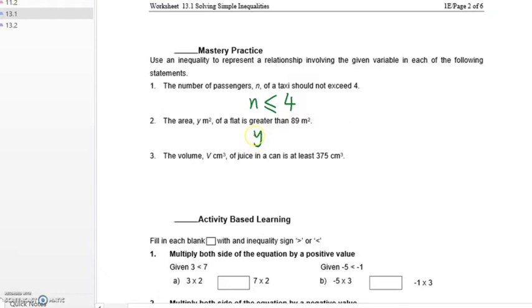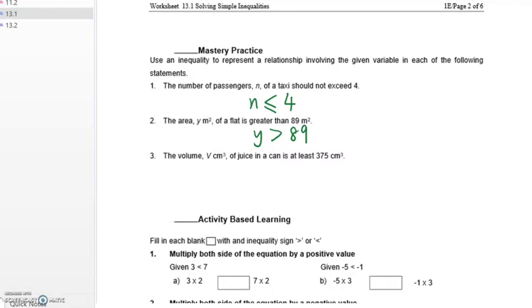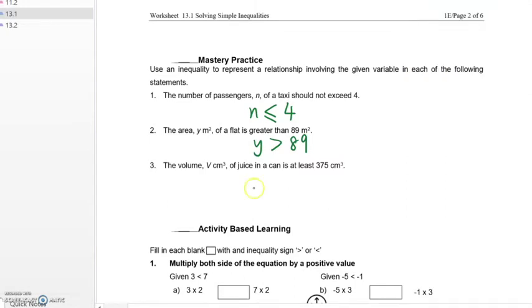Now, question 2. Y is greater than 89. Is 89 greater than 89? No, it is not. So you do not include the dash in this case. And finally, for question 3, the volume V of juice in a can is at least 375 centimeter cube. So here you have V is at least, or greater than or equal to, 375. Is 375 at least 375? Yes, it is. So you'll put a dash at the bottom, and these are your answers for the mastery practice.